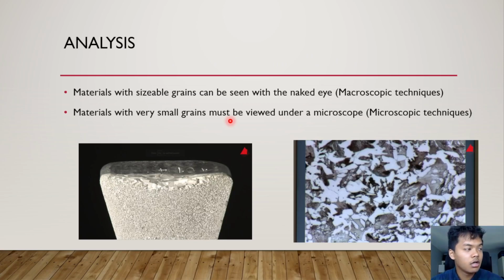And last but not least, we got analysis. After preparing the specimen, what we do next is we analyze. There are really two types of analysis: first with the naked eye and next with the help of a microscope. Material with sizable grains can be seen with the naked eye. This is called macroscopic techniques. Macro, meaning big. And then for smaller materials, we use a microscope, called microscopic techniques here.